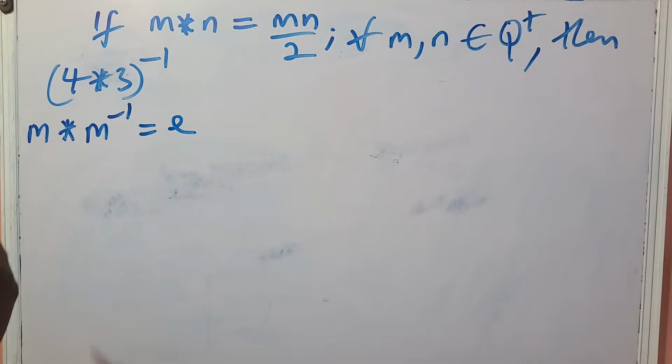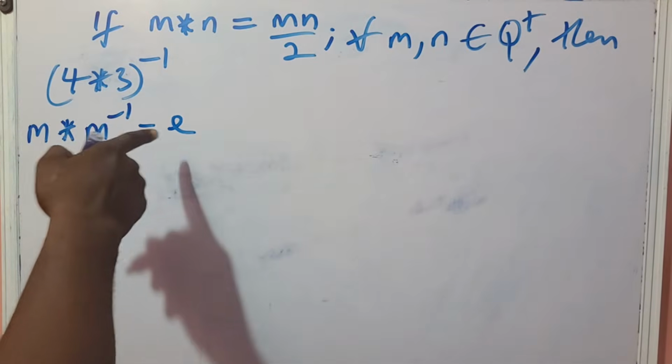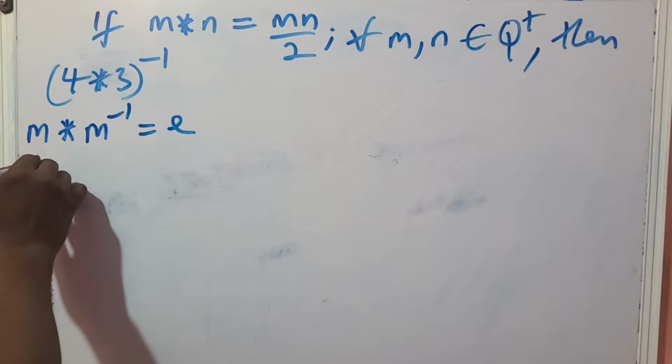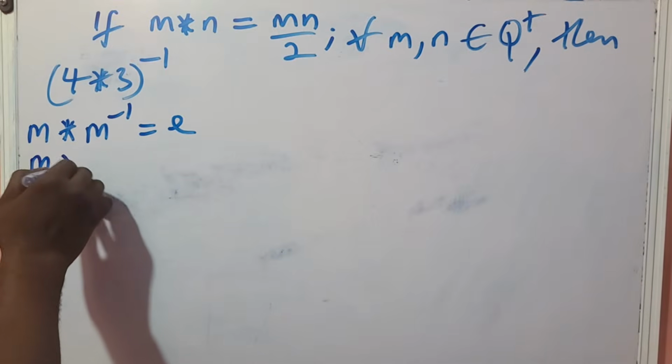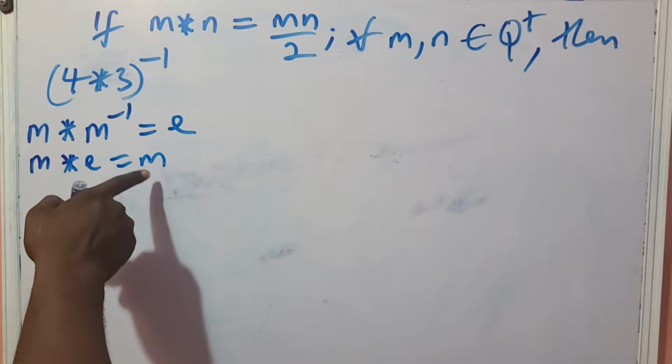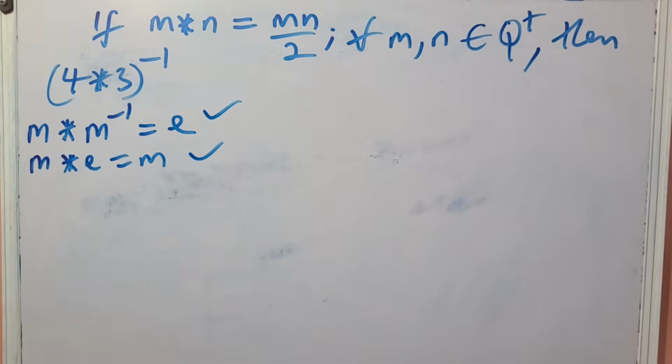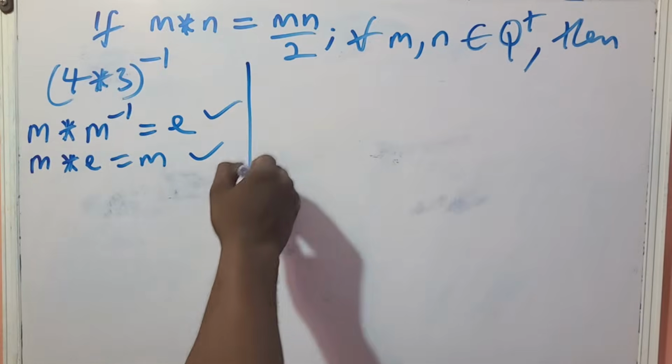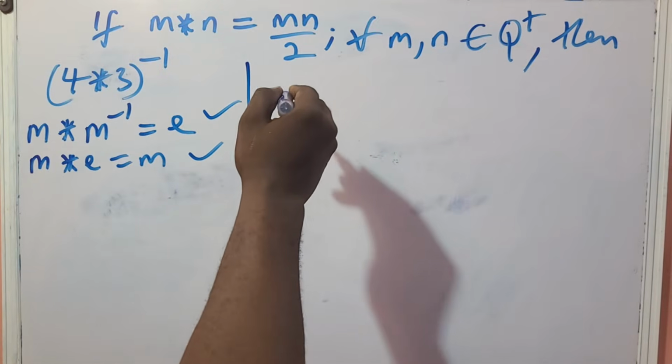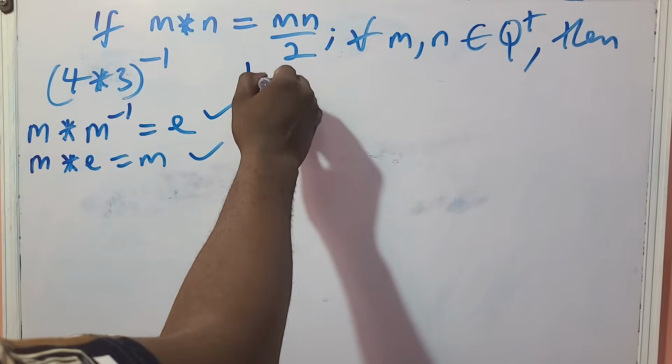Now, for us to find E, we also need to remember that if we take an element star E, we get the element back. These are the two vital things you need to note, whether at your right hand or left hand, whichever one. So now, let's go on to solve for the identity element first. If you want to first do 4*3, you can go on to do 4*3.